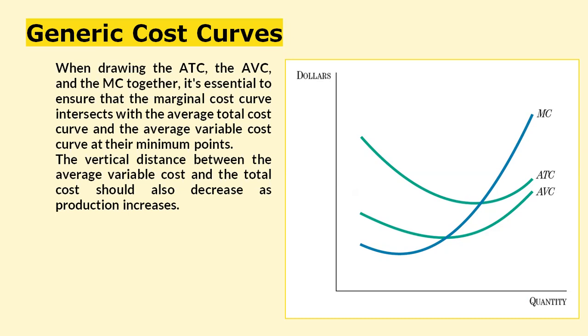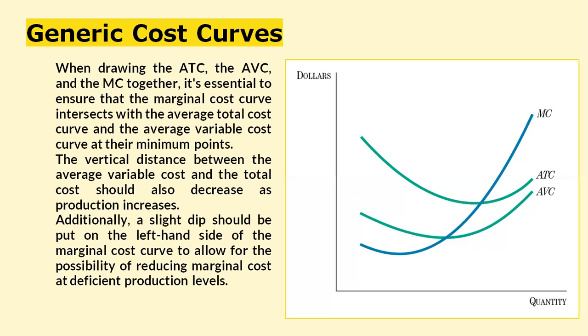The vertical distance between the average variable cost and the average total cost should also decrease as production increases. Additionally, a slight dip should be put on the left-hand side of the marginal cost curve to allow for the possibility of decreasing marginal cost at very low production levels.